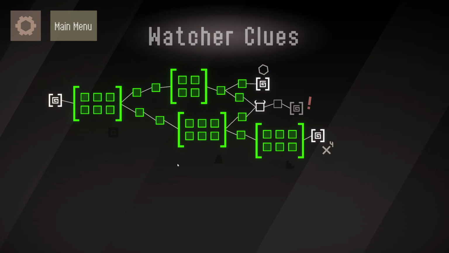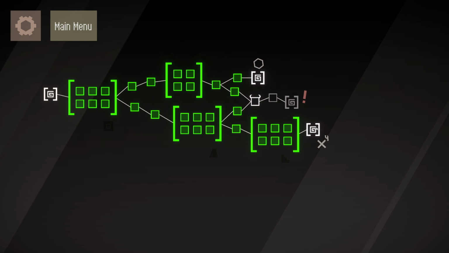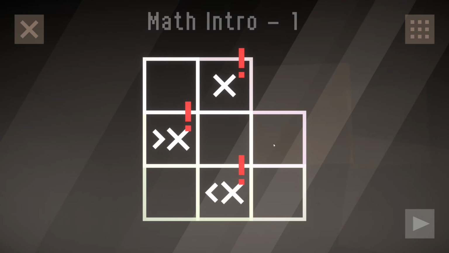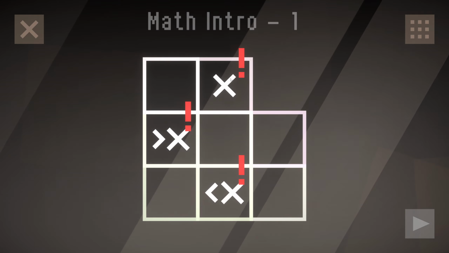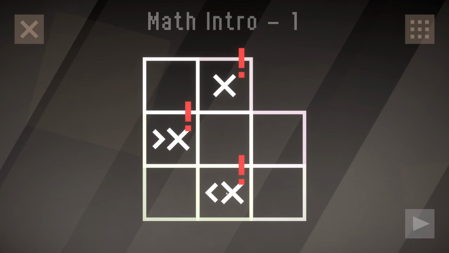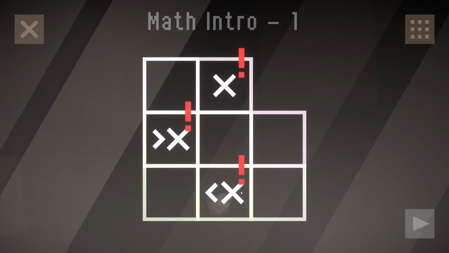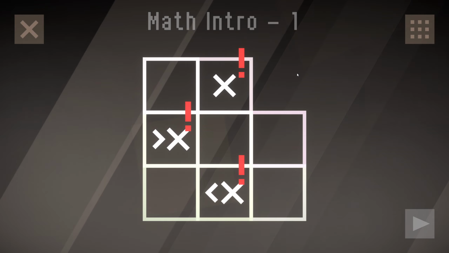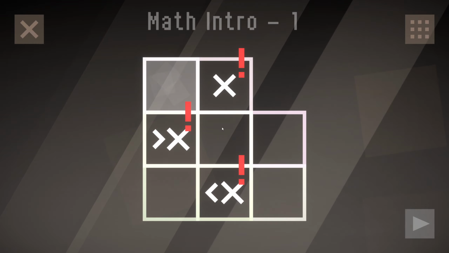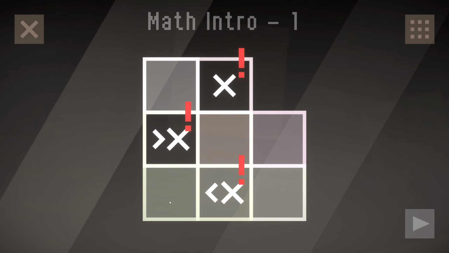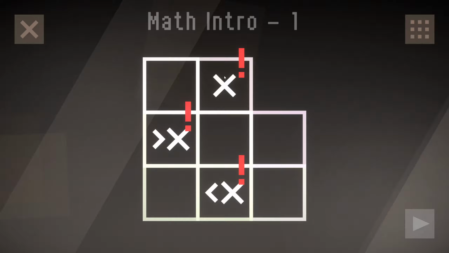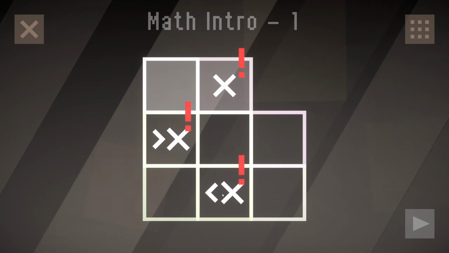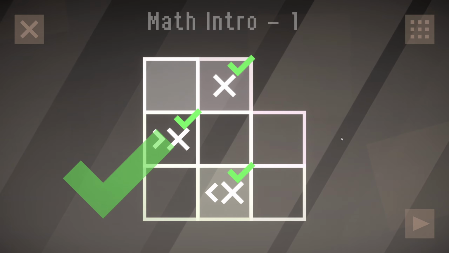Let's hop back in this general direction. And where were we? We were actual math. And there is a D20. Math intro. X, less than X, more than X. What do you mean? X is 2. More than X is 3. Less than X is 1. He's done mathematics.